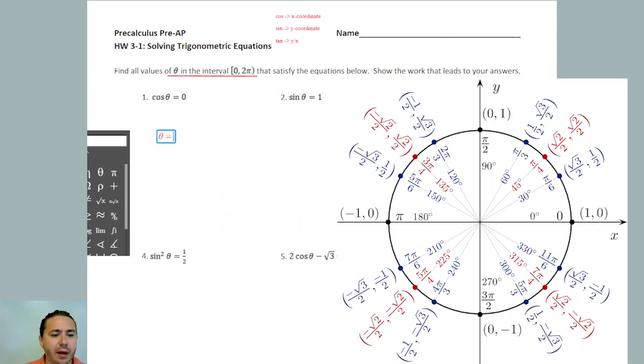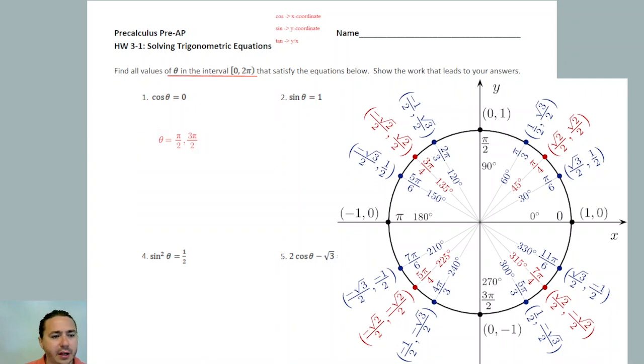So yeah, this will be pi over 2 and 3 pi over 2. So we're going to get multiple solutions here. If this were the general solution, we would have to say plus 2 pi n to indicate that we have infinitely many solutions. They're all separated by 2 pi units, but we don't need to do that here. So there's our solution for number 1.